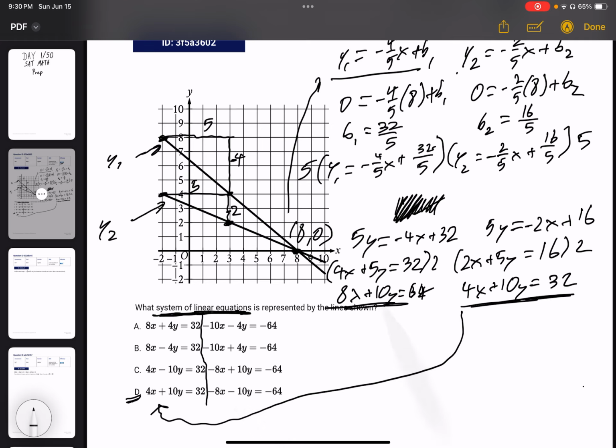So here, this one matches up perfectly, but everything's negative. So given this equation, we can just multiply the whole thing by -1, and we're going to get negative 8x minus 10y is equal to negative 64. And that's the same deal there. So D is going to be our answer for that one.